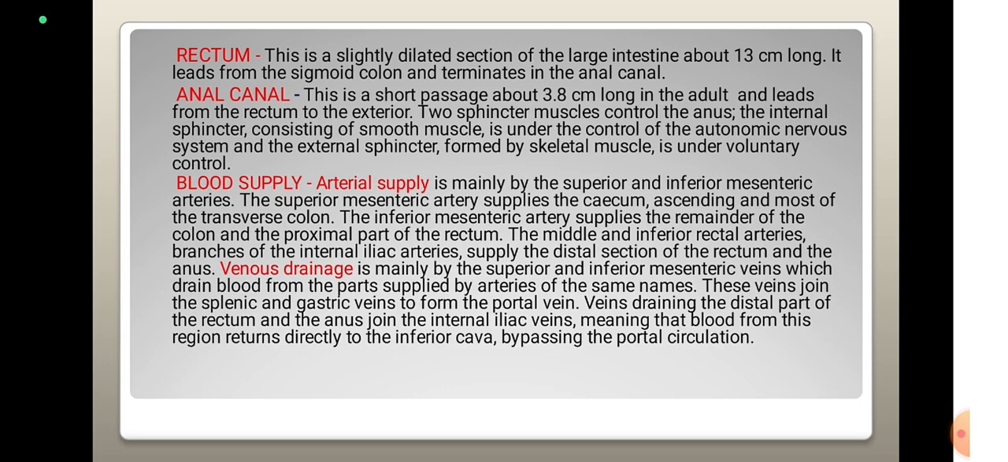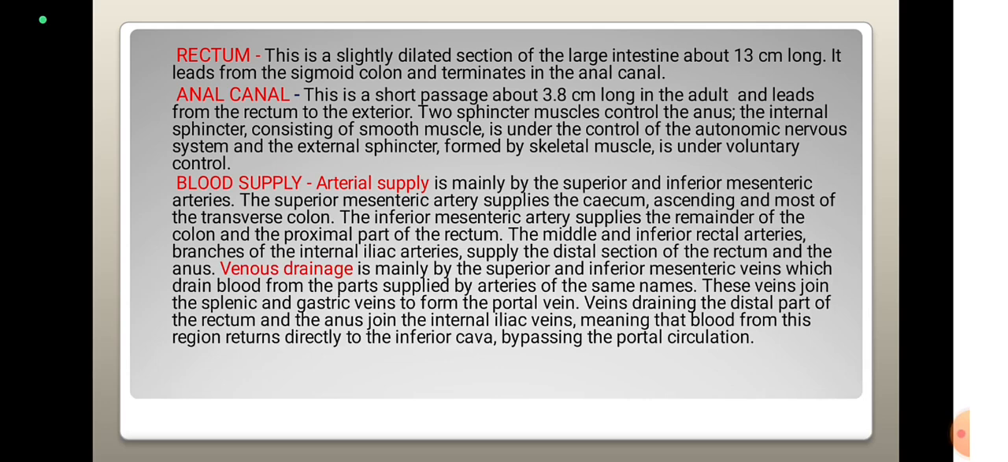Blood supply. Arterial blood supply is mainly by the superior and inferior mesenteric arteries. The superior mesenteric artery supplies the cecum, ascending, and most of the transverse colon. The inferior mesenteric artery supplies the remainder of the colon and the proximal part of the rectum.